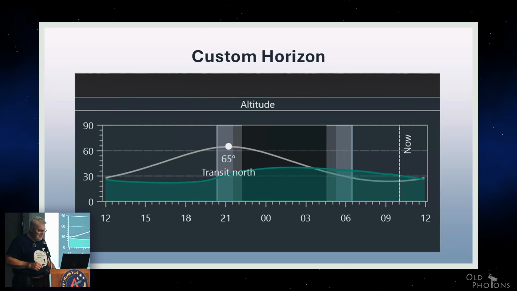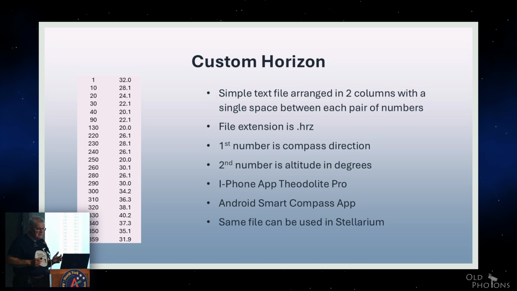And the way that you set this up, it's a really simple text file. The left-hand column indicates the compass direction, and the right-hand column indicates the altitude in degrees. iPhone has an app called Theodolite Pro that allows you to do that. Android has a smart compass app that allows you to do that. Once you've set this up, you can also put that custom horizon file into Stellarium so that you get your own horizon when you're looking at a target in Stellarium.